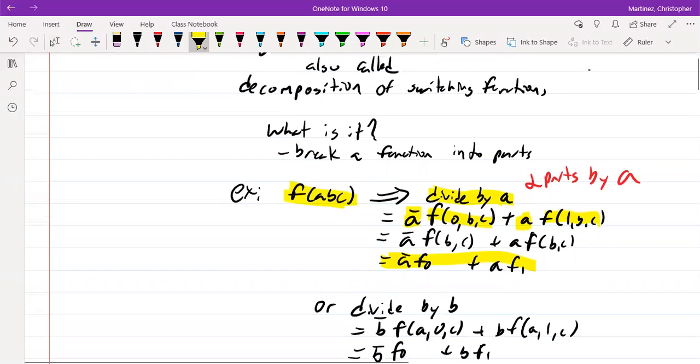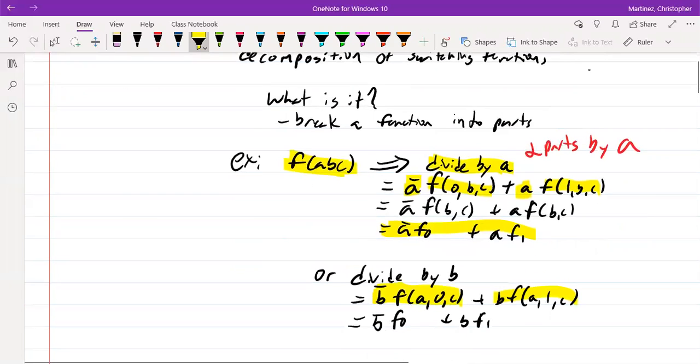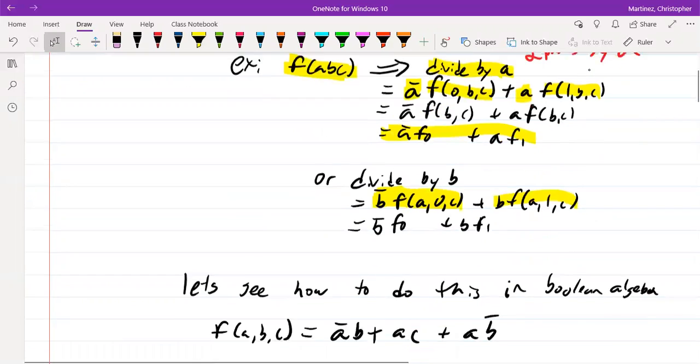So if we wanted to divide by b, I take b, I figure out a b bar, figure out what that expression would be with a 0. I do it with a b, what it would be with a 1. And then we get a b bar f0 and a b f1. So let's figure out how to do this.